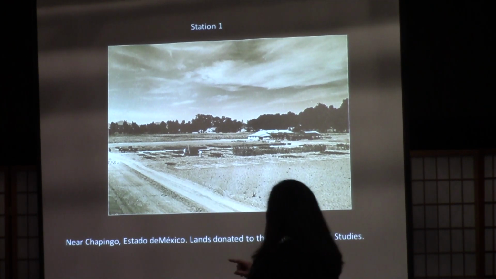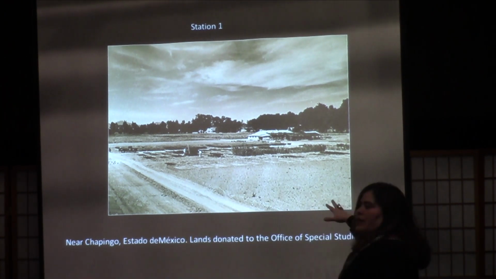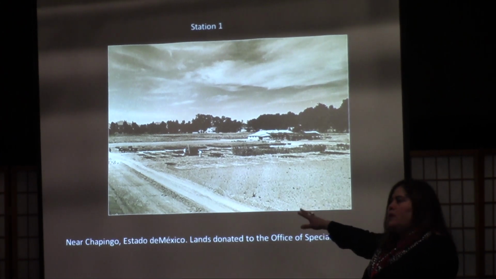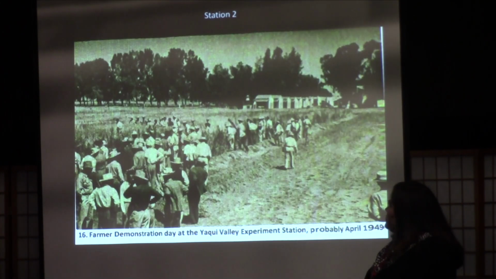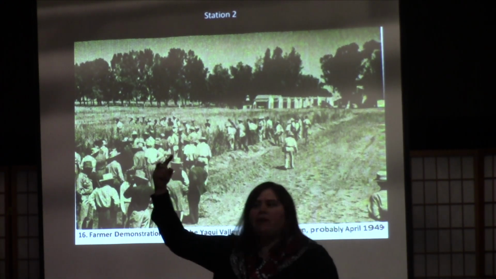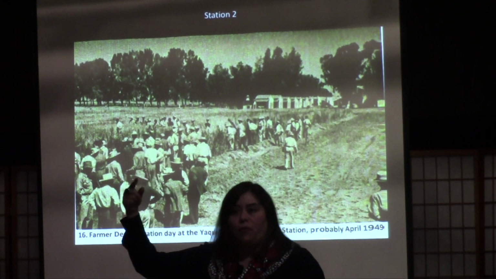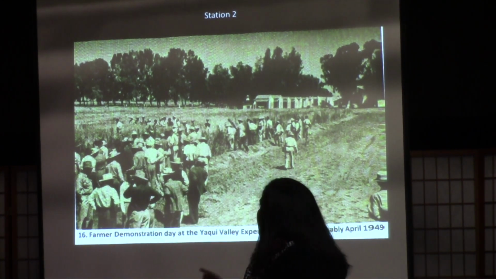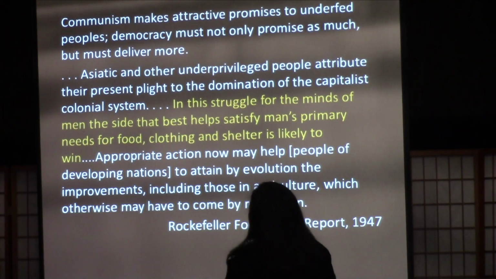And not only do you need land, so this is an experimental station, and Mexico donates the lands to the MAP program, and it's in central Mexico. And they also have a second station in northern Mexico. Remember I mentioned the commercial farmers of the north? There was already an experimental station there. And this is where ingenuity comes in.